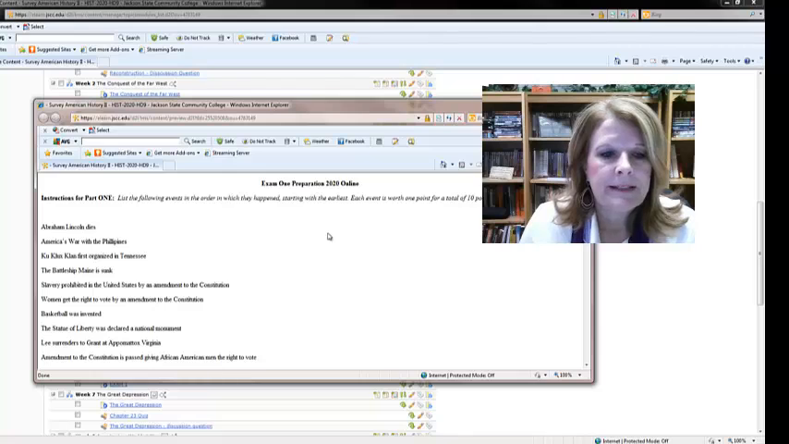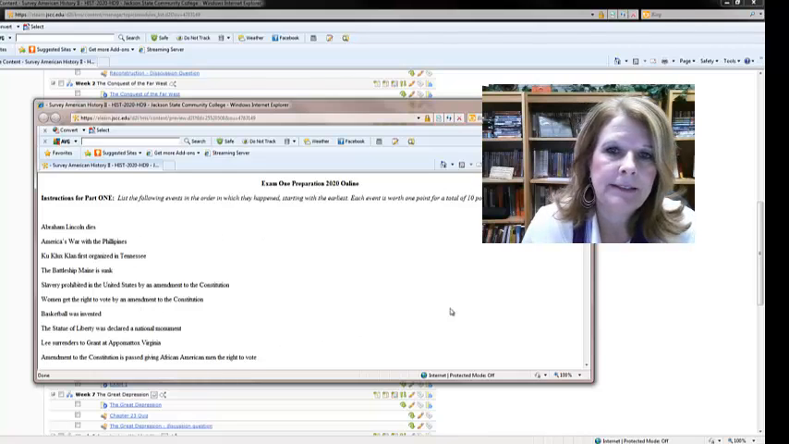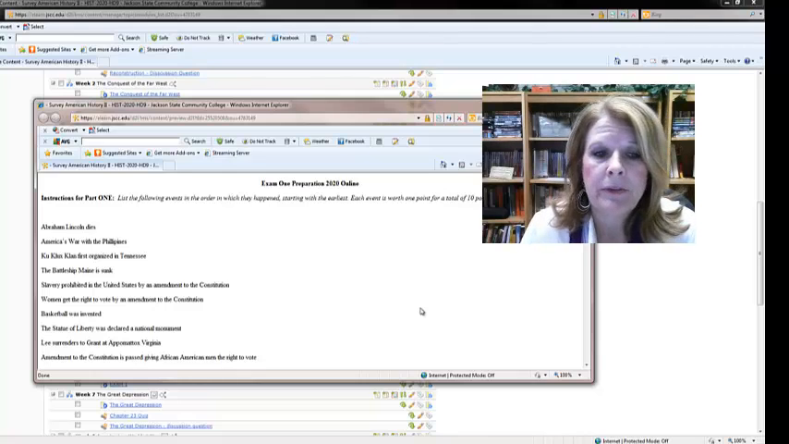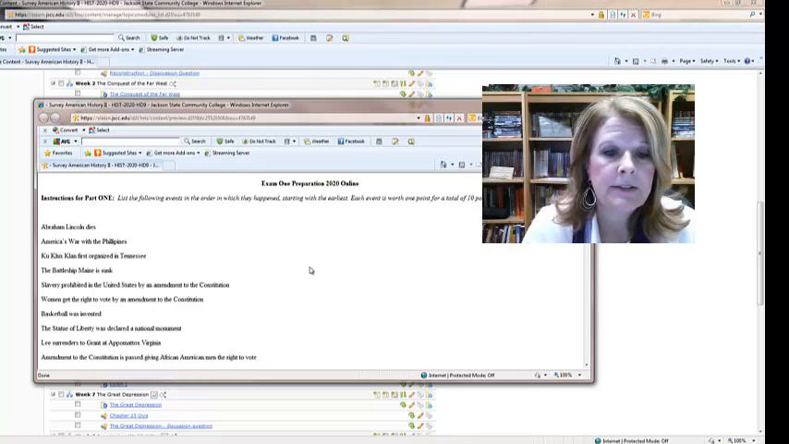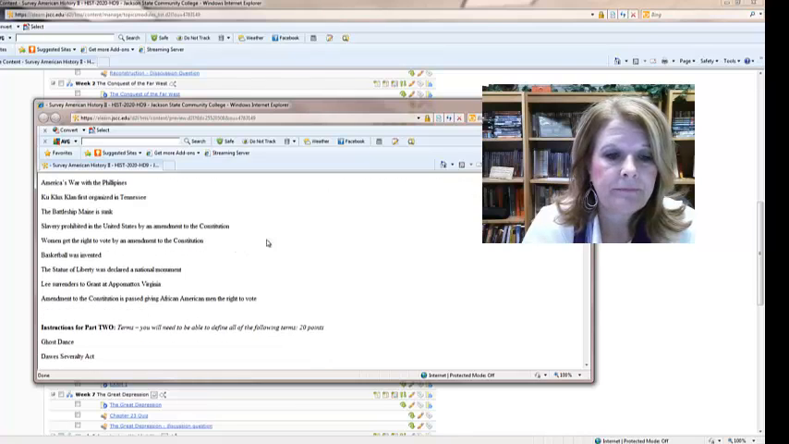Part 1 is 10 events that happen in U.S. history during the time frame that we are studying currently. When you enter the exam, those 10 events will be listed. You will number them from 1 to 10, the earliest to the most recent. You will not have to memorize any dates, but when you're putting these in order, you'll have to look up the dates and be sure that these are in the correct order. So again, you'll enter the exam and you will go from 1 to 10.